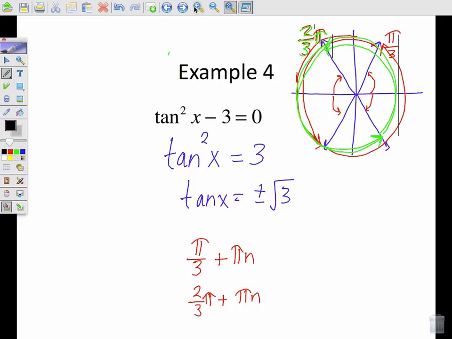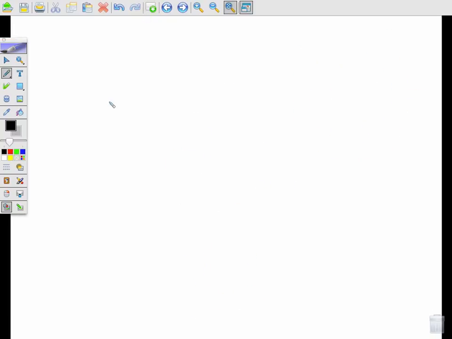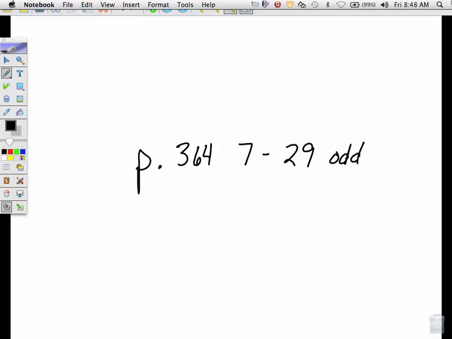And with all the solving that we're doing, here's your assignment. This is the assignment for just the solving here, section 5.3.